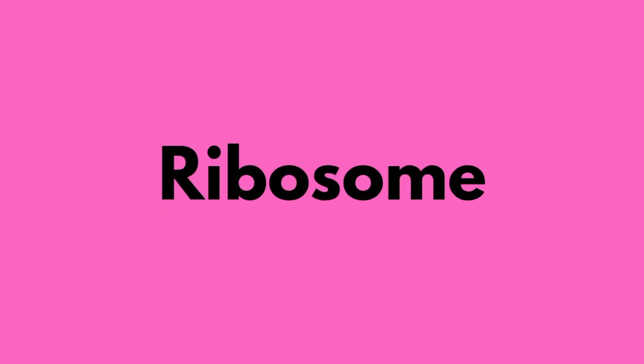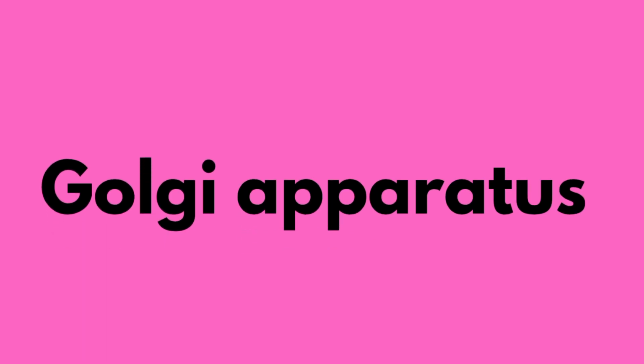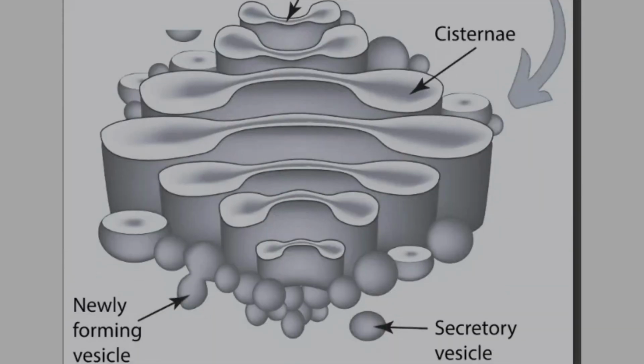Ribosomes. Ribosomes are small organelles found throughout the cytoplasm, responsible for protein synthesis. They read the genetic instructions in the mRNA and assemble amino acids into proteins. Golgi apparatus. The Golgi apparatus is a complex of flattened sacs and tubules that process and modify proteins and lipids synthesized by the ER. It's like a packaging and shipping department within the cell.